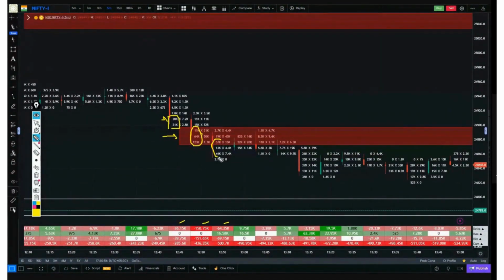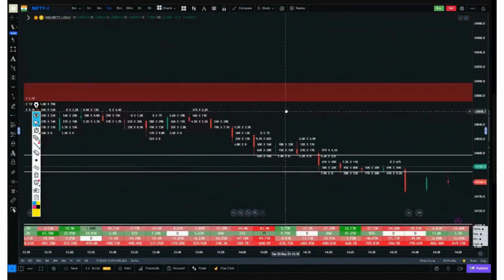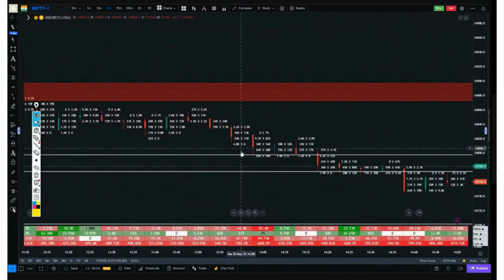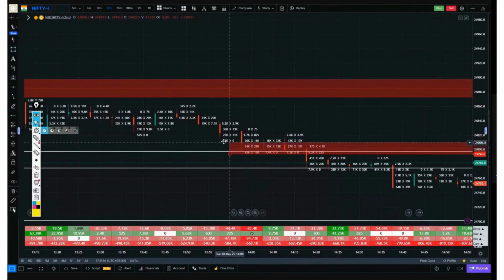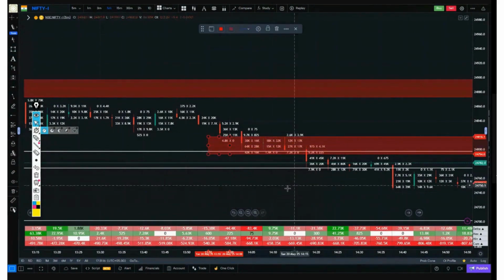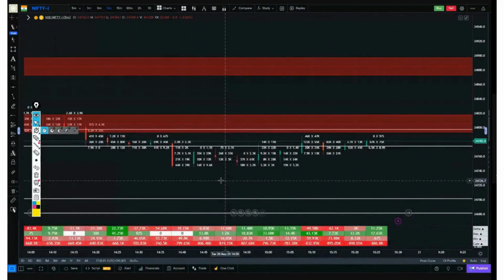Then this pullback came, and again we saw another downside movement. Easy downside movement. In this downside movement, again we saw another such candle, where there was heavy delta. Where was the heavy delta? 83K selling activity, 43K and 30K. See, again the market got stuck here. It got stuck quite a bit and again downside.